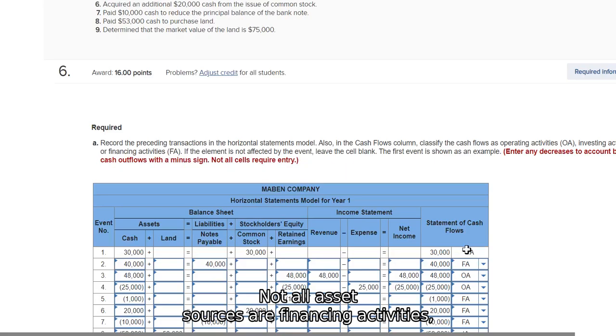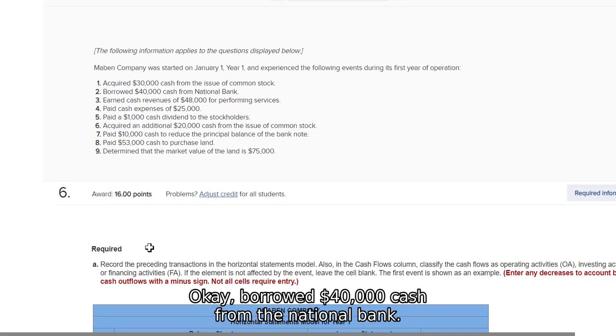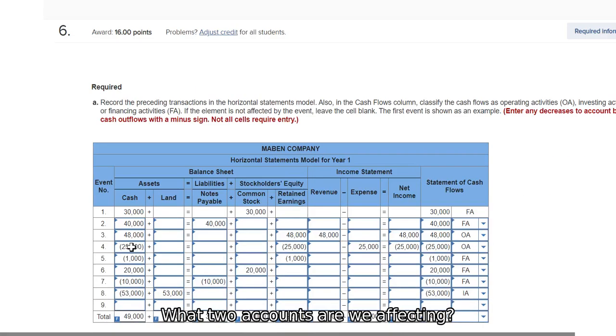Not all asset sources are financing activities, just so you know. Okay. Borrowed $40,000 cash from the National Bank. What two accounts are we affecting? Cash and notes payable. Cash goes up, notes payable goes up. Also a financing activity.